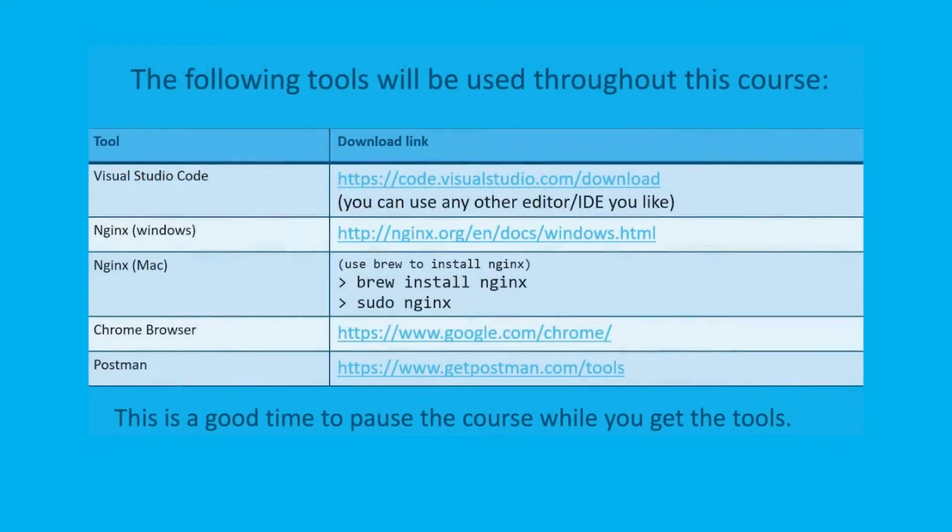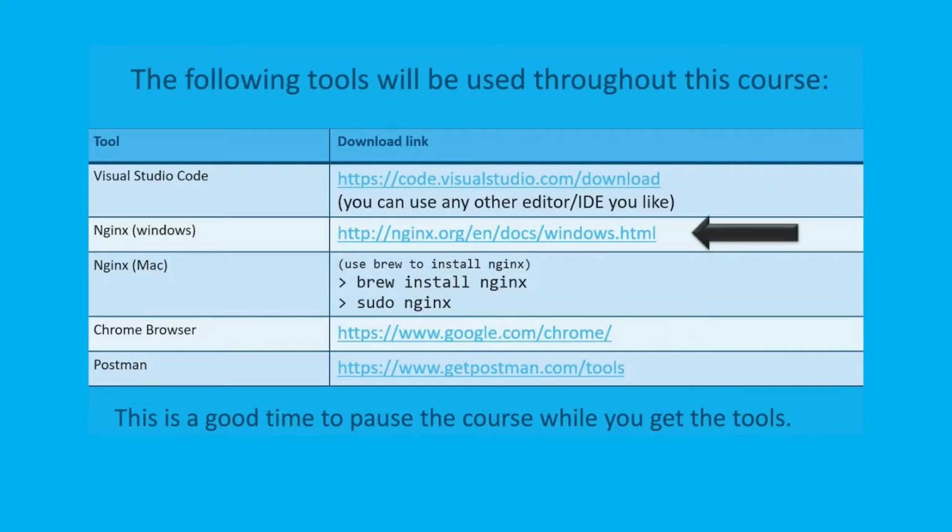The following tools will be used throughout this course. Visual Studio Code is used as an editor. We will use it to edit and modify HTML and JavaScript files of our sample ACI stateless application projects in later modules. You can use any editor of your choice.